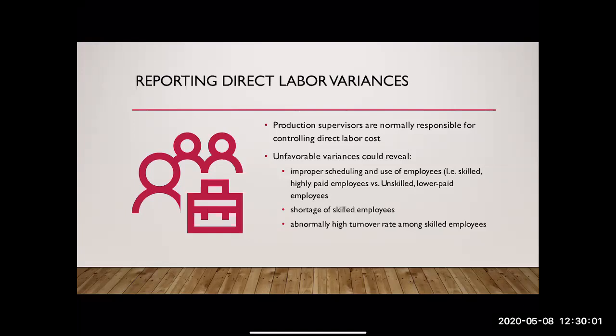All right. So when we look at direct labor variances, the production supervisor is normally responsible for controlling direct labor costs. An unfavorable variance could reveal a couple of different things. It could reveal improper scheduling and use of employees. Lots of times the supervisor is in charge of putting together a schedule, so you have to be as efficient as possible.